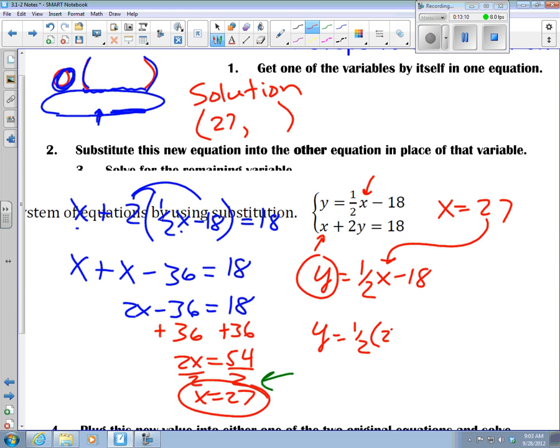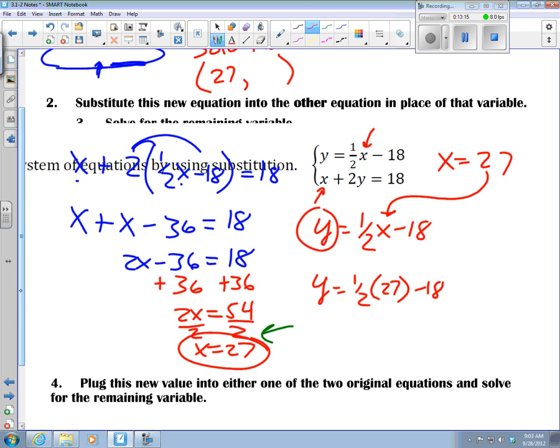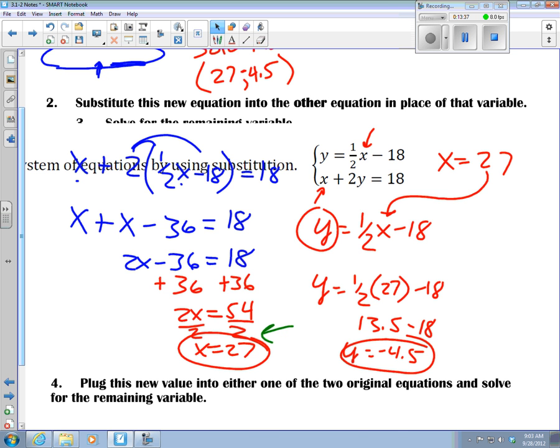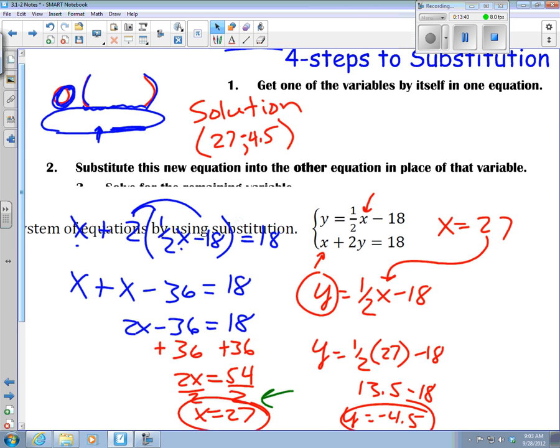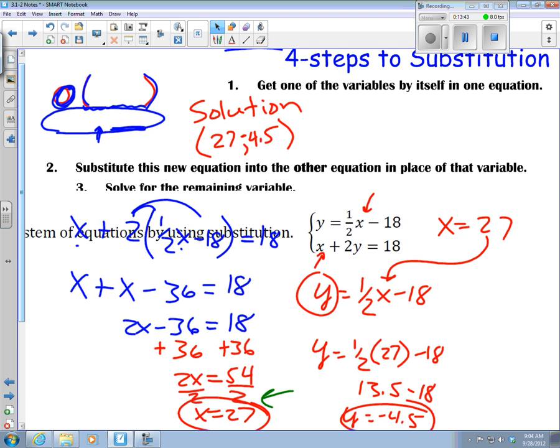1/2 times 27 minus 18. And that is going to give me 13.5 minus 18. 13.5 minus 18, we get y equals negative 4.5. So right up here, negative 4.5. There's our solution. The point where these 2 lines intersect is going to be the point 27, negative 4.5. Okay.